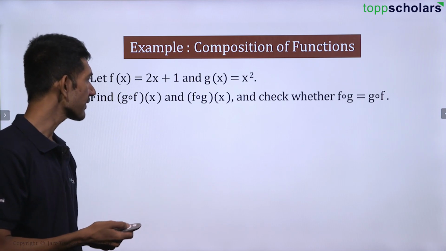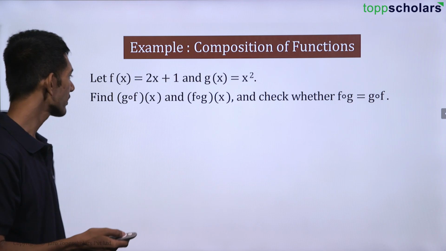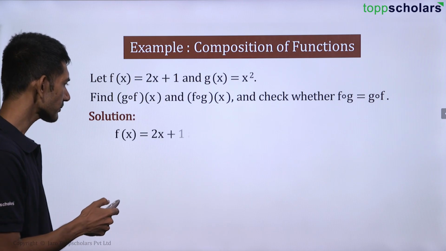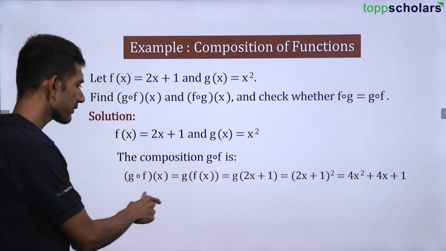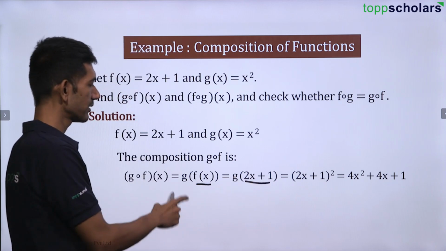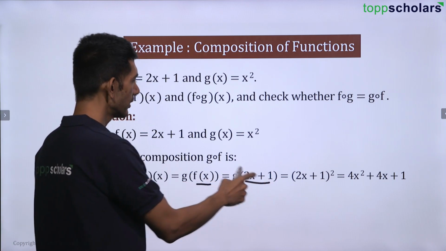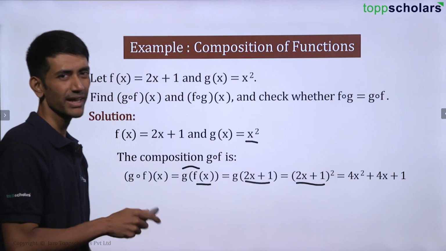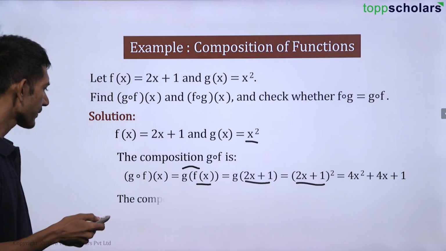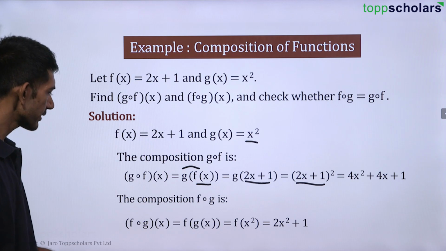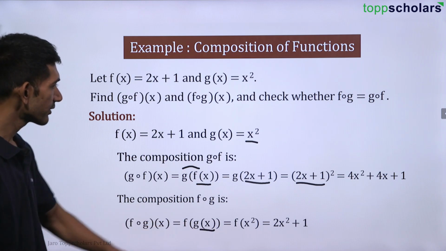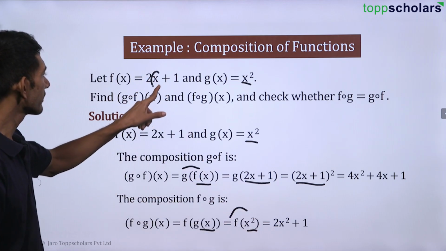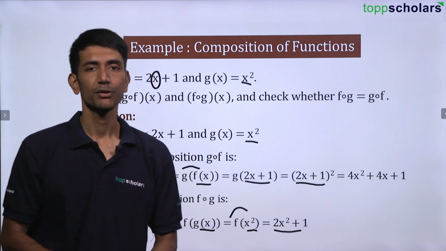Now here is the question. It says f(x) is equal to 2x plus 1 and g(x) is equal to x square. We are supposed to find out gof(x) and fog(x). It's a simple question. So for gof(x), we already know it is g of f of x. Put f(x), that is 2x plus 1. g of f of x, g of 2x plus 1. But g(x) is x square. So we get (2x plus 1) the whole square. Expand the bracket, you'll get it. And finally, f of g of x. Put g(x) is x square. It will come here, f of x square. So instead of x, put x square. You get 2x square plus 1.